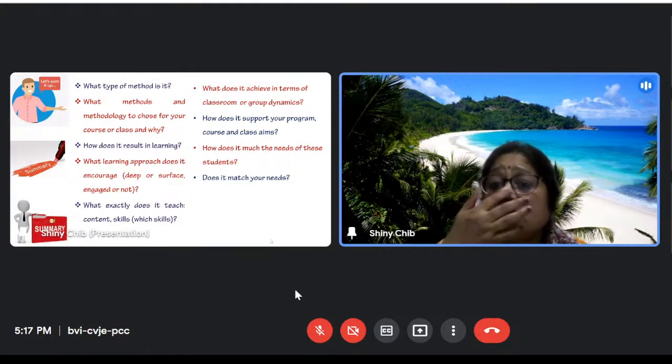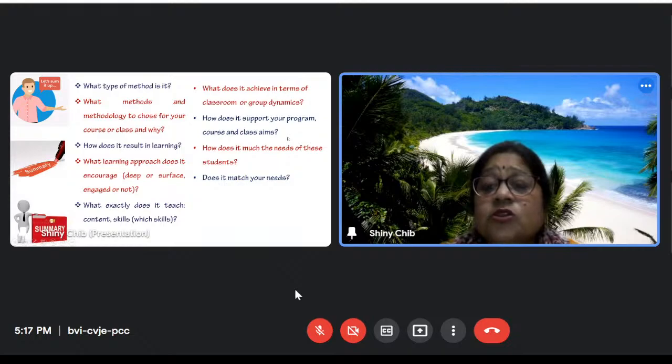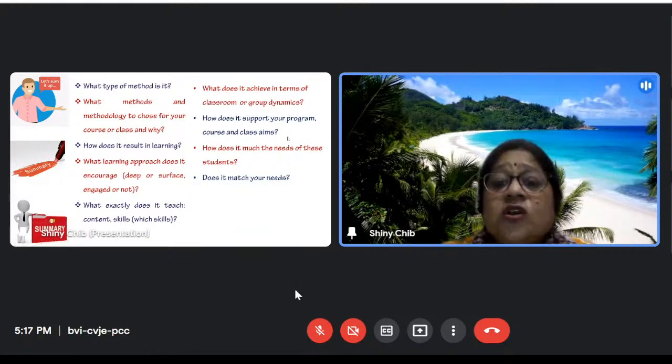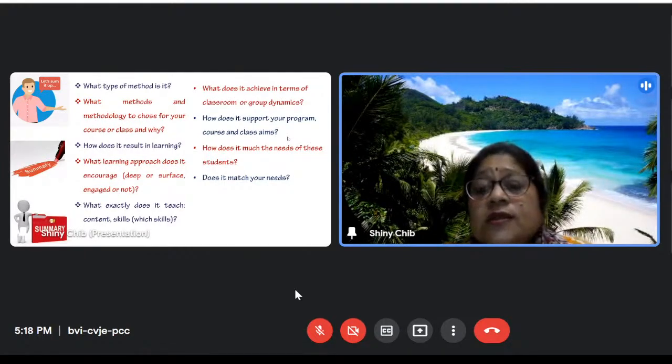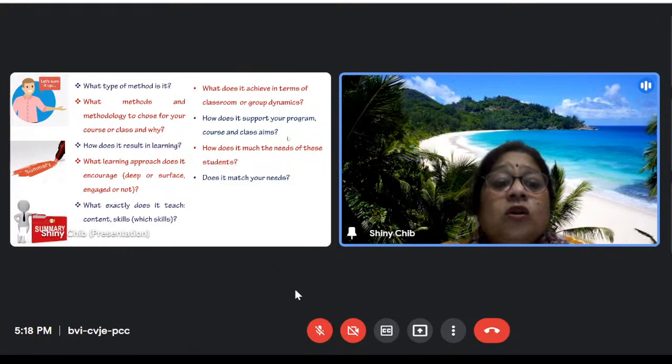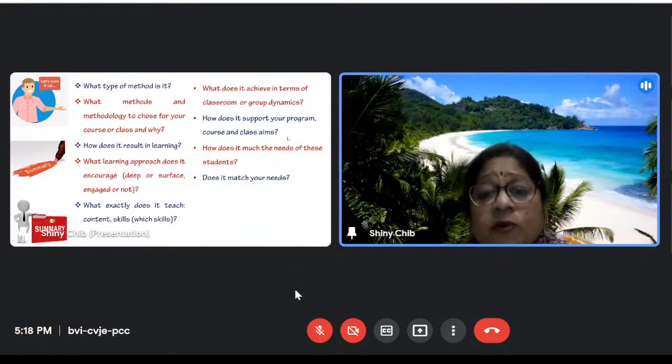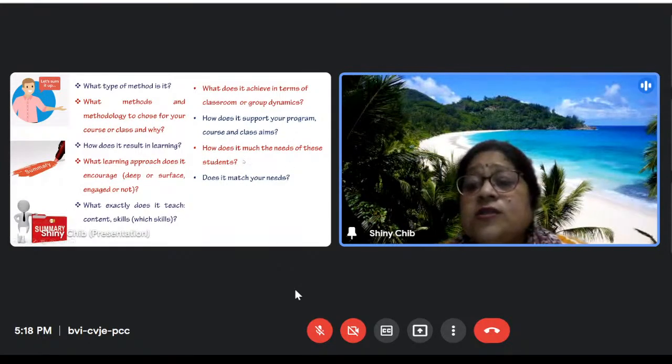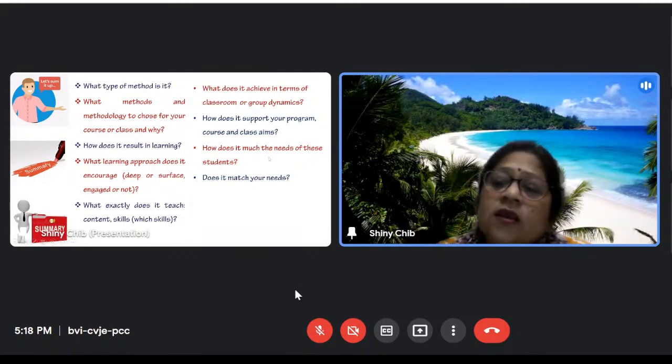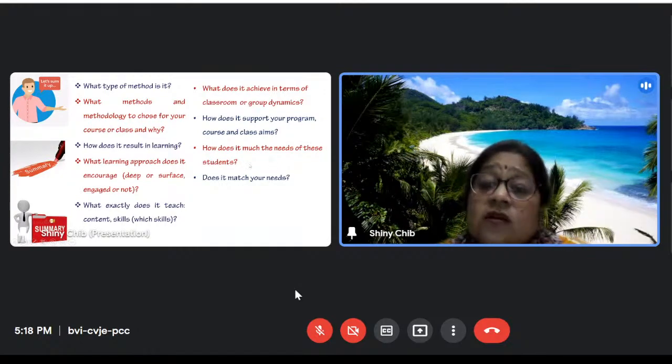How does it support your program, course, and class aims? Whenever you are writing, I think each and every course, your subject is having an aim, isn't it? An aim followed by COs. COs are nothing but the course outcomes. Whatever methodology you are using, whether it is complementing it, whether it is supporting it, all these things you need to focus. Then how does it, I think one word is missing here, but it is basically whether it is satisfying the needs of students.